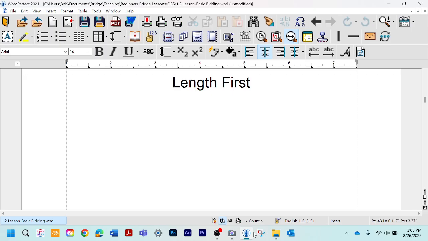Here's the question. What if you have two 5-card suits? What do you do? Well, first of all, before I get to that, let's talk about if you've got a 5-card suit and a 4-card suit. Well, you already know you never open a 4-card suit.